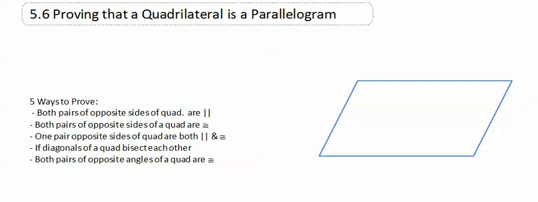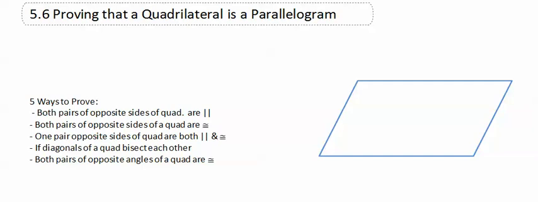The fourth way is if the diagonals of a quadrilateral bisect each other. So we can draw in the diagonals here, and if we know that this is congruent to this, and this segment is congruent to this segment, we'll notice that the diagonals bisect each other. If we prove both of those, then the quadrilateral is a parallelogram.